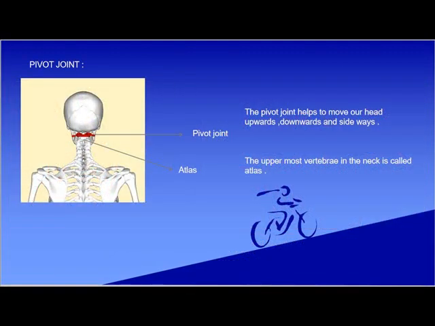The pivot joint. The pivot joint is found between the skull and the first 2 vertebrae of the backbone and helps us to move our head upwards, downwards and sideways. The uppermost vertebra in the neck is called the atlas.